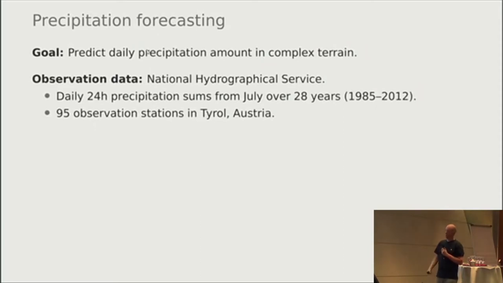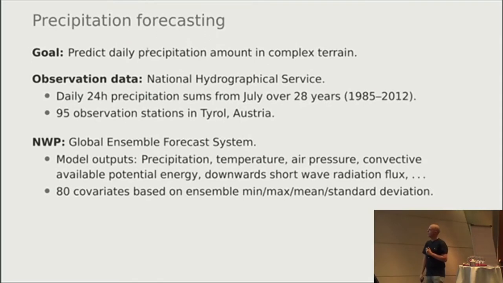So that's 31 times 28 observations we have. And we do that not only for one observation station, but actually for roughly 100 stations all around the world. And the covariates we're using for prediction are these numerical weather predictions we get from this global ensemble forecast system. And the regressors we're using are precipitation, obviously. So as part of this NWP, you get a predicted precipitation amount for every day.